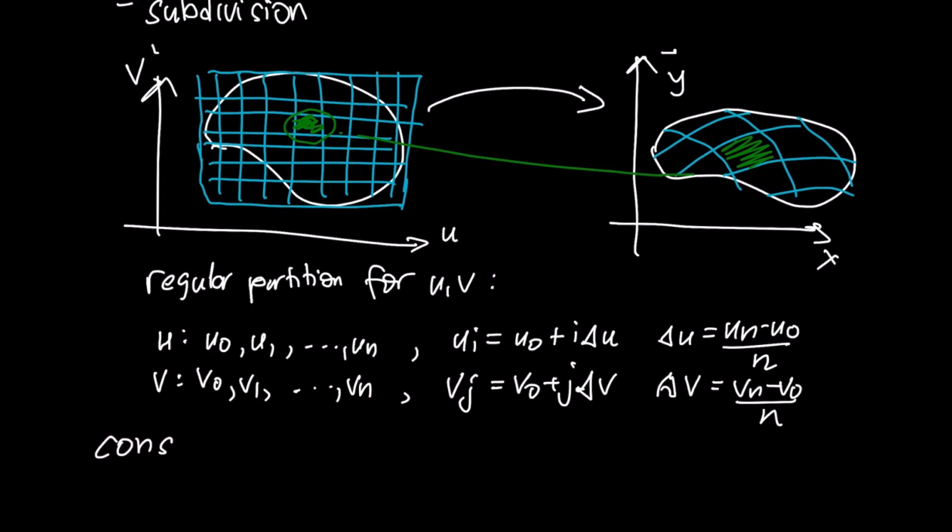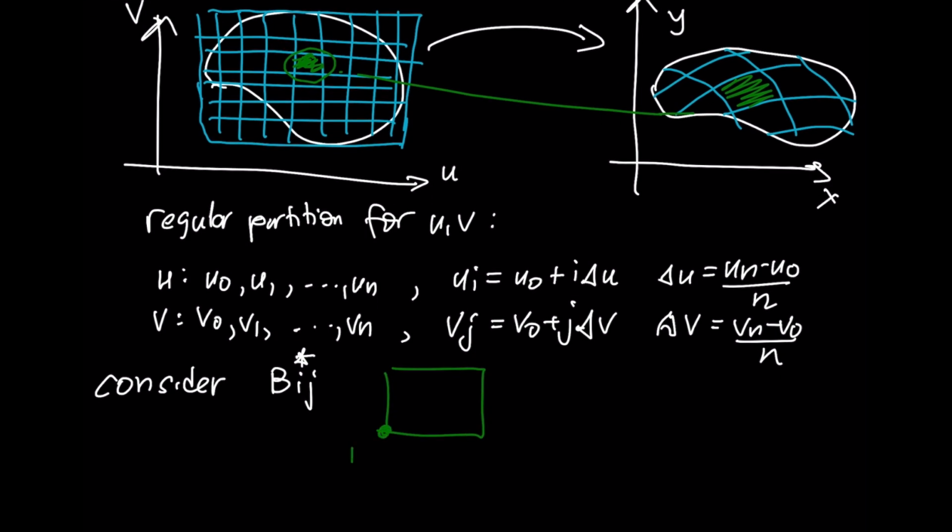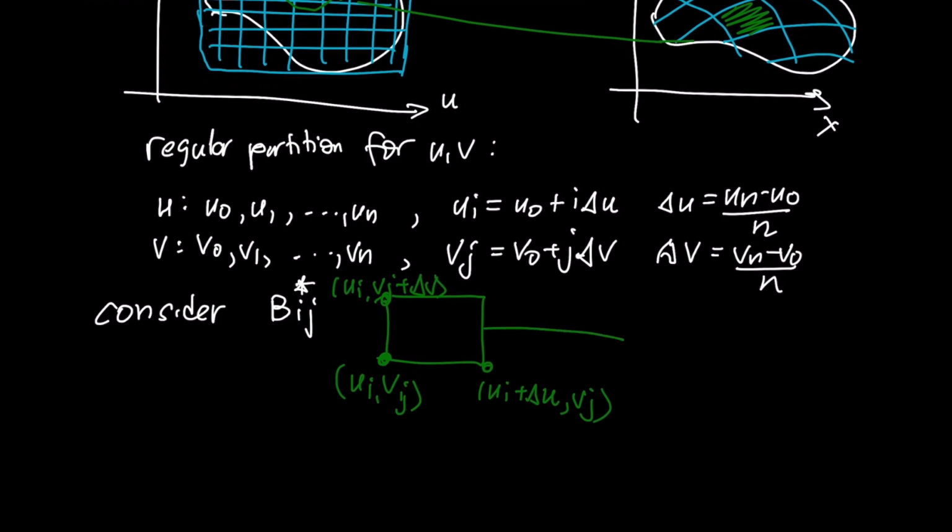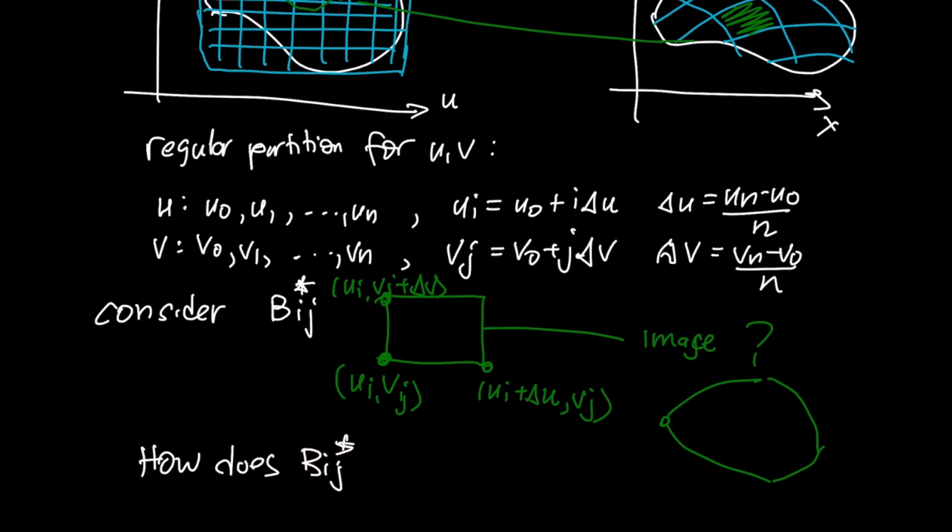Now, we're going to consider this general box Bij star. And this box will have one of its corners being at ui, vj. This corner will be at ui plus delta u, vj. This corner up here will be at ui, vj plus delta v. Now the image will generally be some sort of patch. And the question that we want to know is, how does Bij star get mapped to this patch?